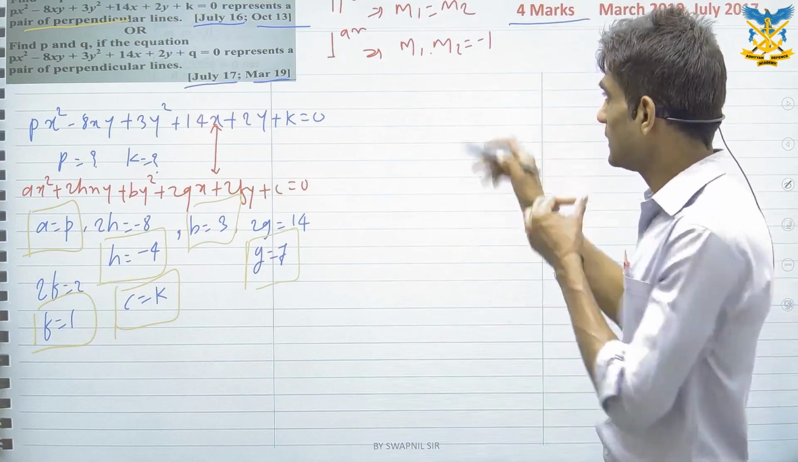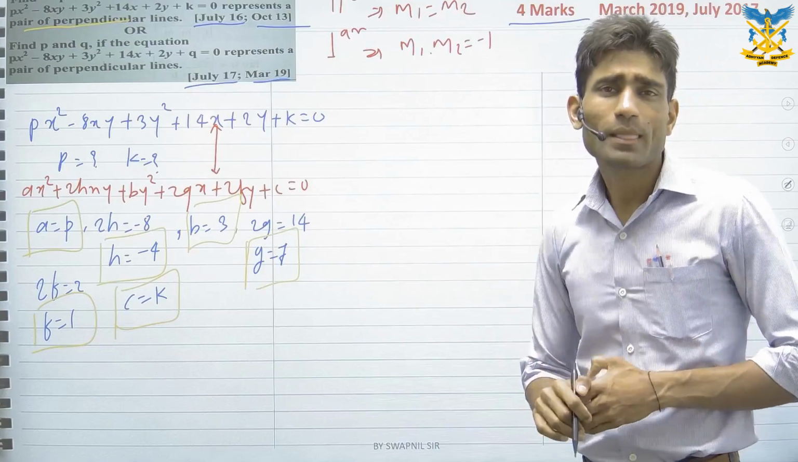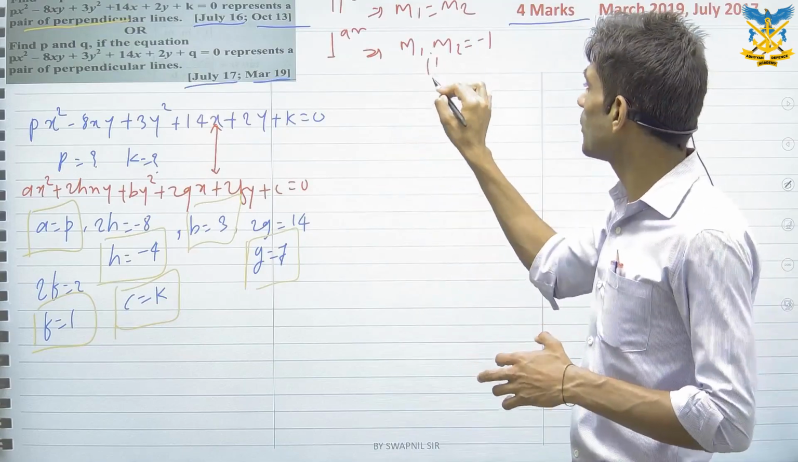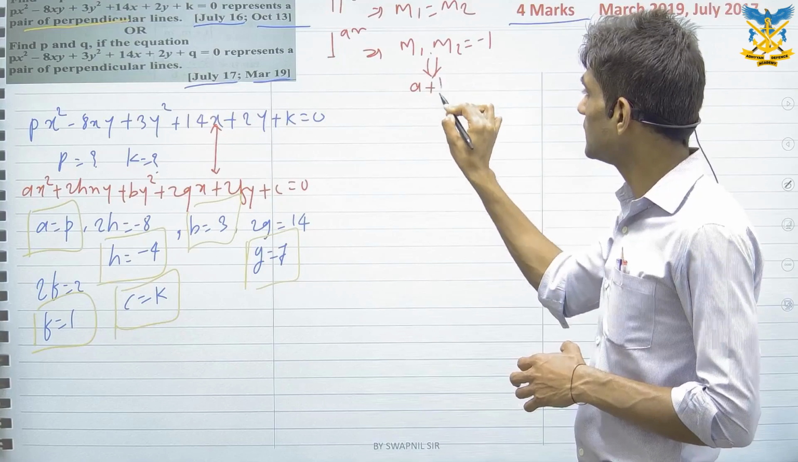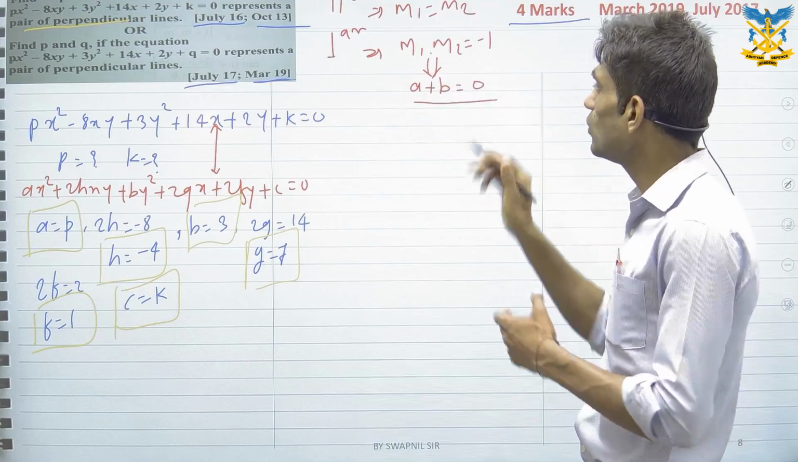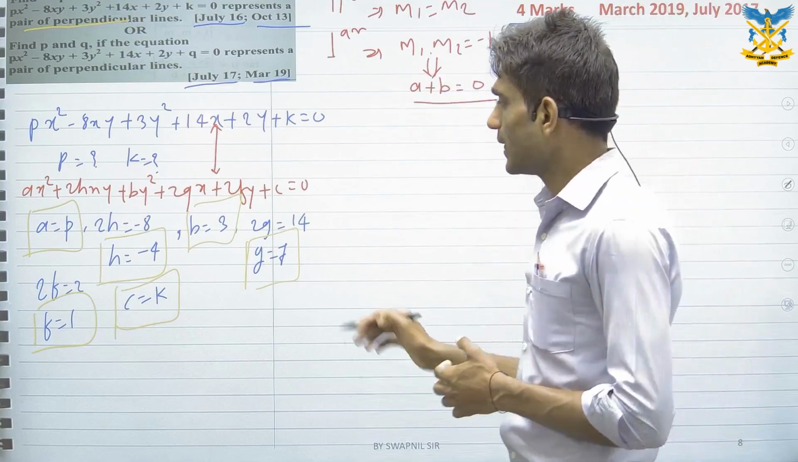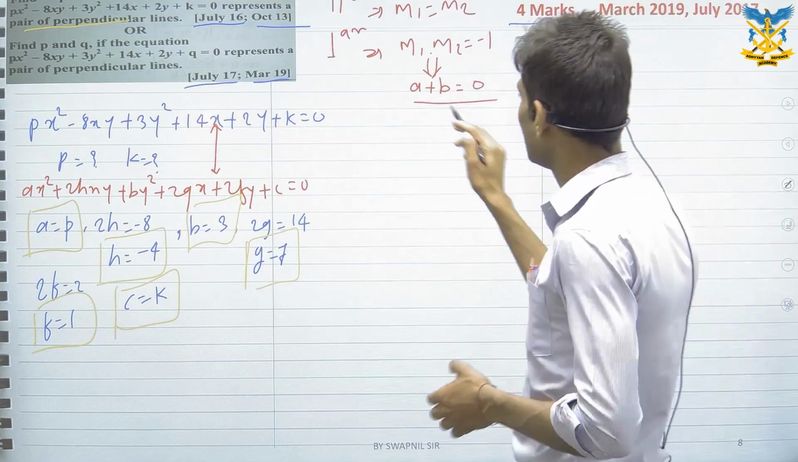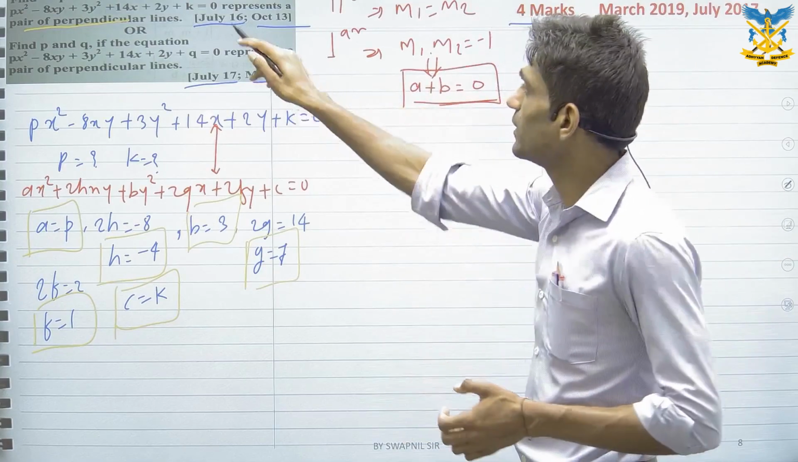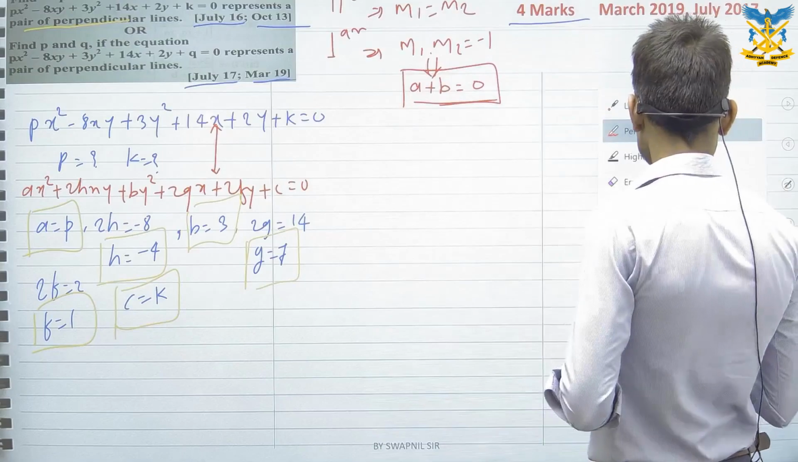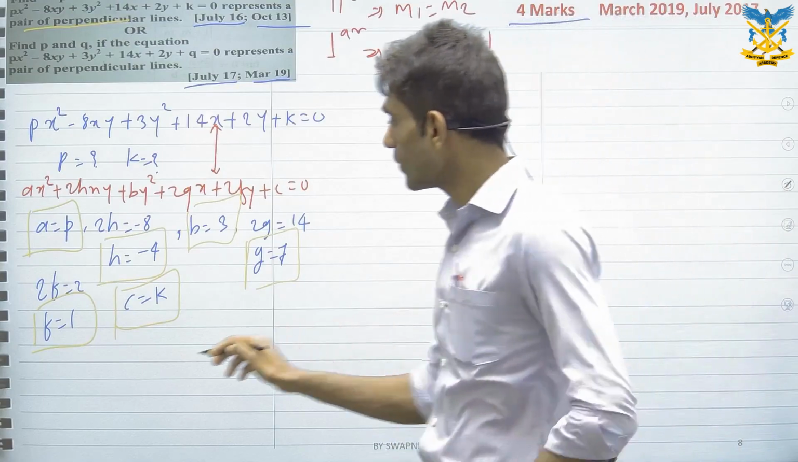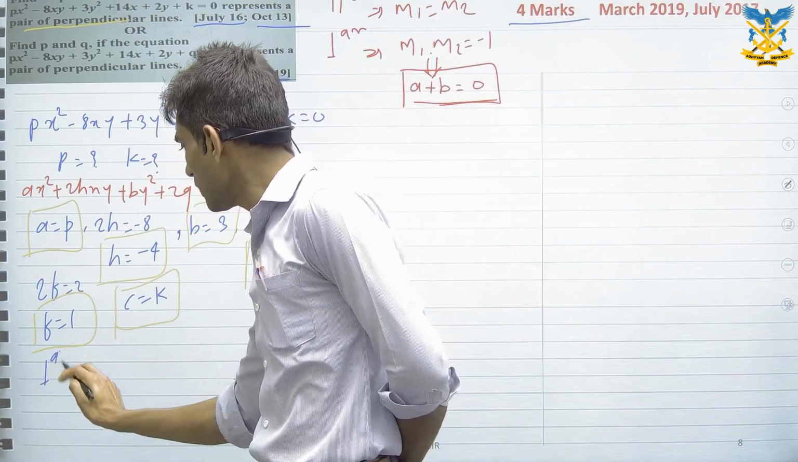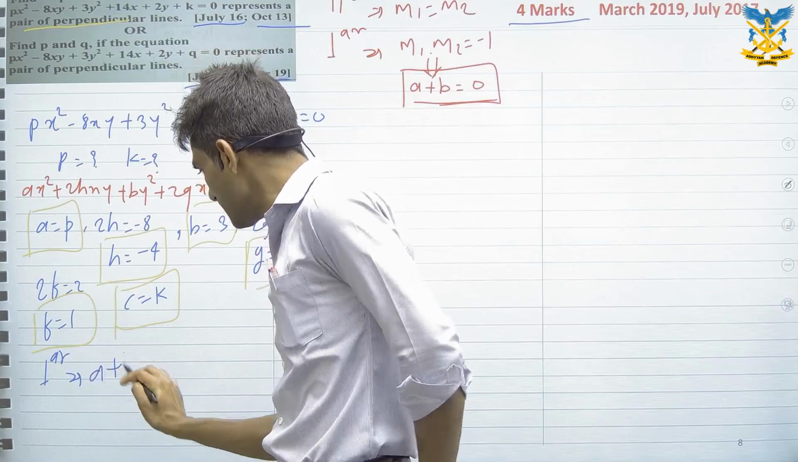Okay, so this is the condition for perpendicular lines, and using this condition for perpendicular lines we write a plus b equal to 0. That means we have to use a plus b equal to 0 as the condition for our perpendicular line.